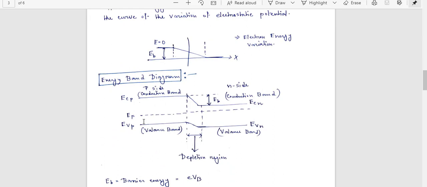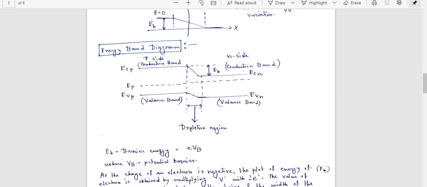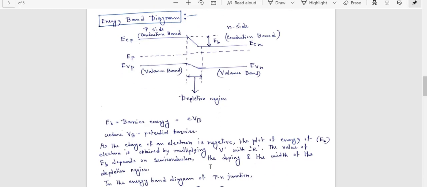Okay, here you see that the position of the Fermi level is near to the valence band for p type, and the position of the Fermi level is closer to the conduction band for n type. Okay, and what is EB? This EB is the barrier energy, which is written as EB is equal to E into VB. And what is VB? VB is the potential barrier.